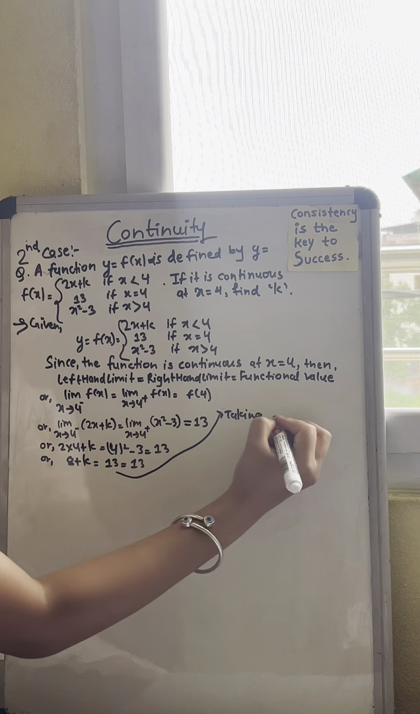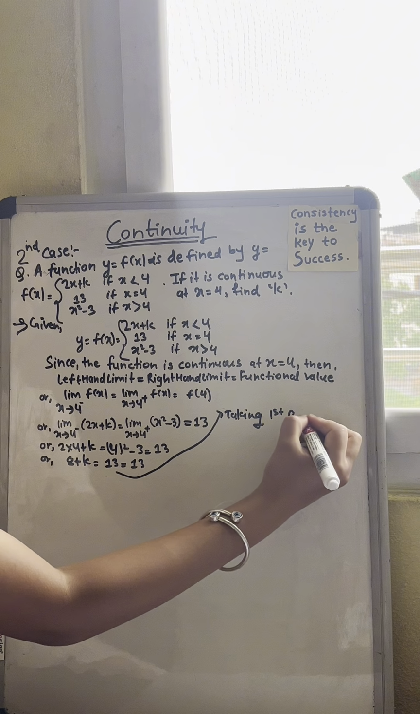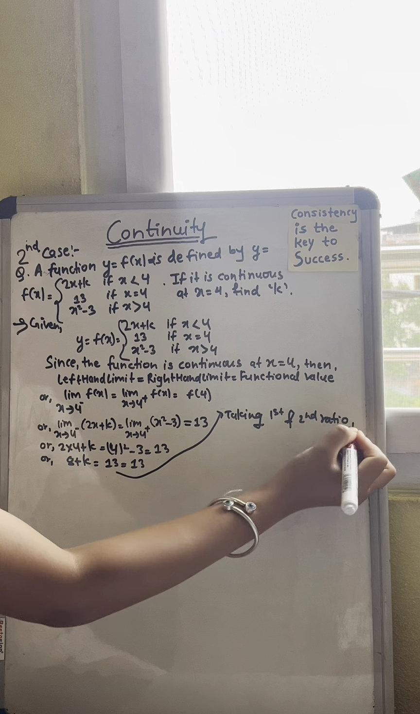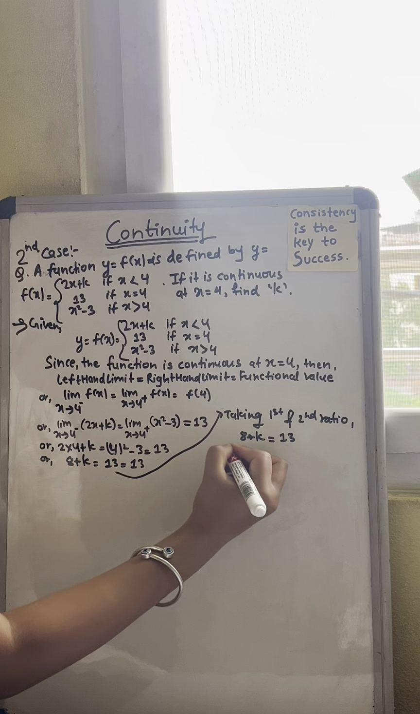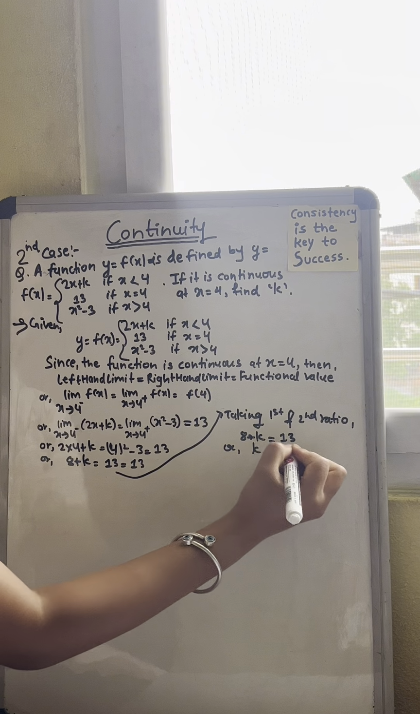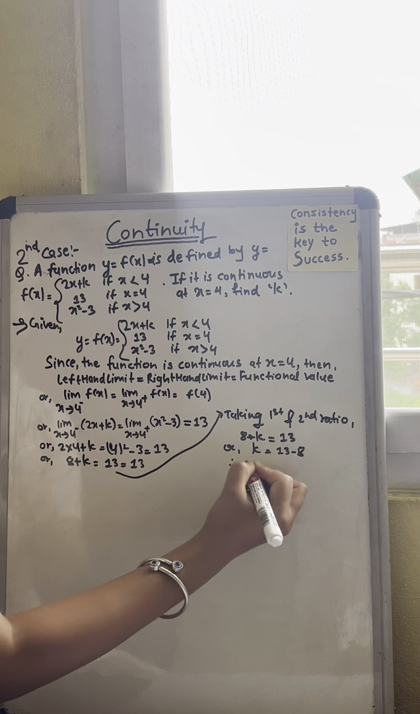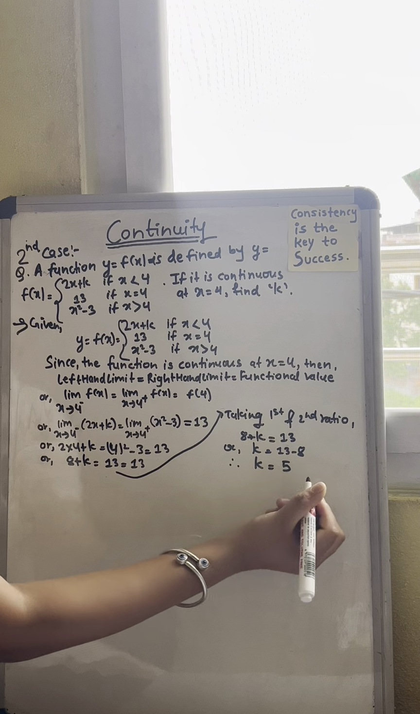Now we are taking the first and second ratio to solve the problem, which is 8 plus k and 13. So the value of k is equal to 5.